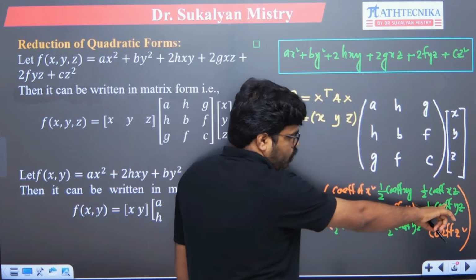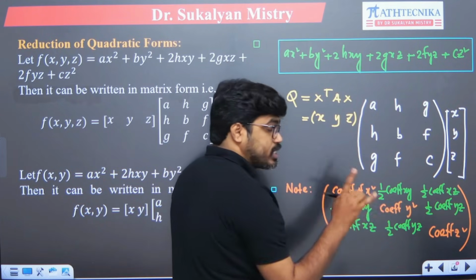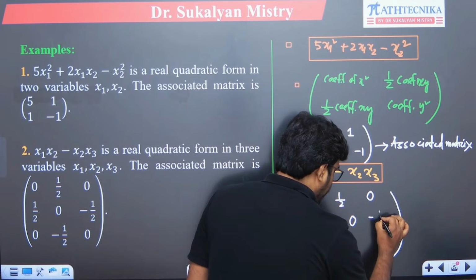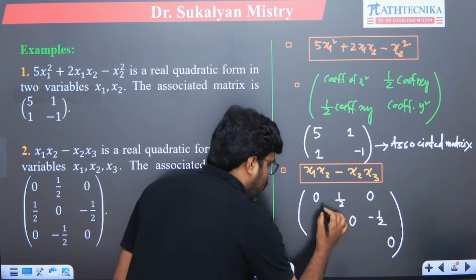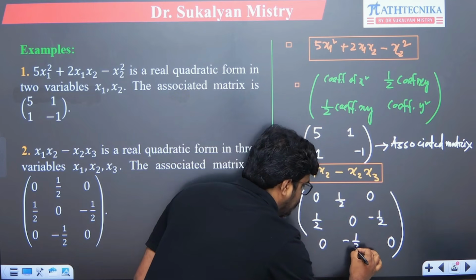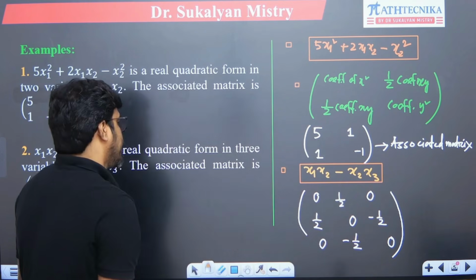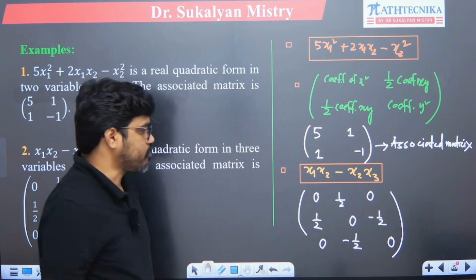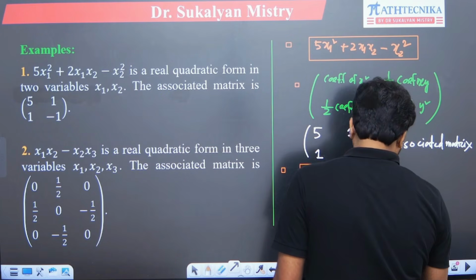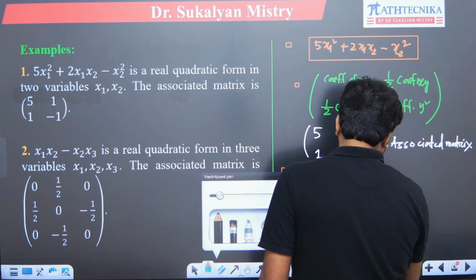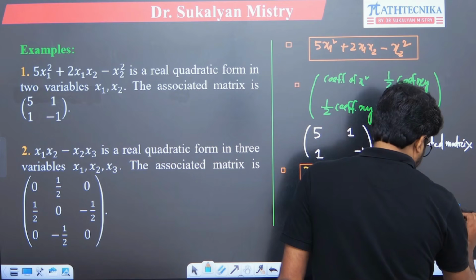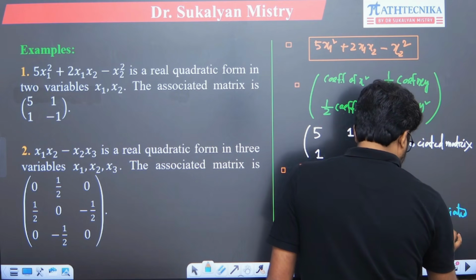Coefficient of 1/2 coefficient of yz means x2 x3, so x2 x3 coefficient minus 1, so to the divide, that is minus 1/2. This is symmetric, so this is 1/2, so this will be 1/2, that is 0, so this is minus 1. So this is the associated matrix for this quadratic form. Getting my point? Okay, so this is the associated matrix.